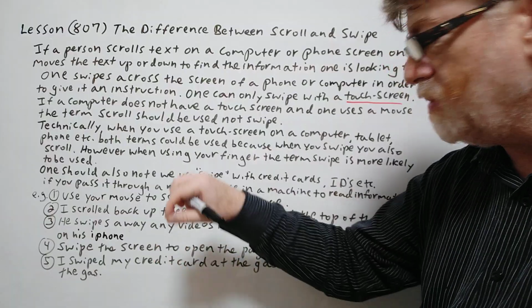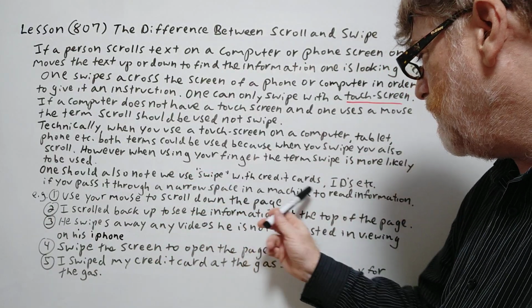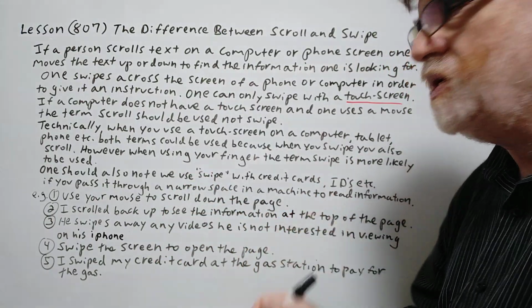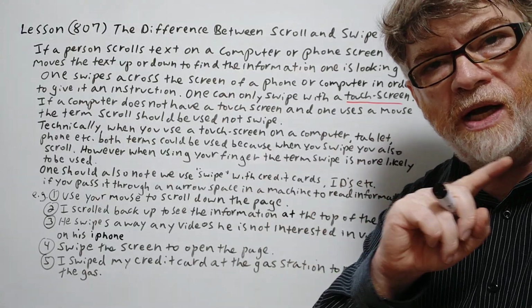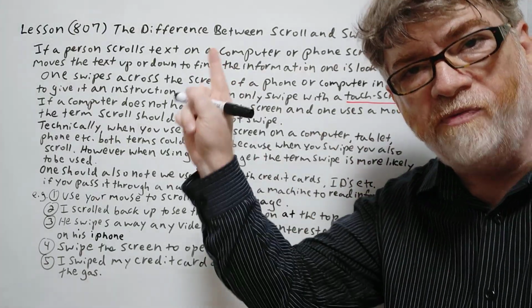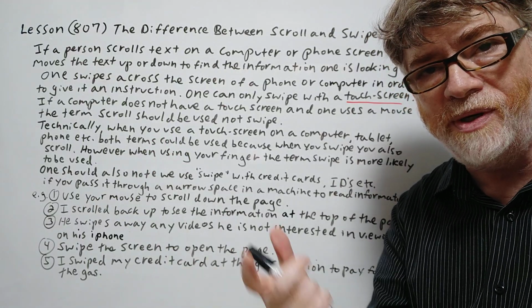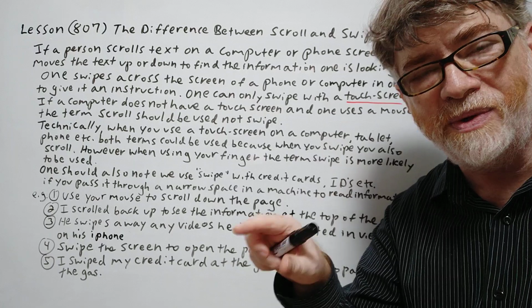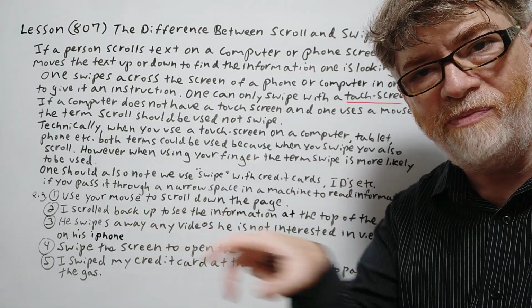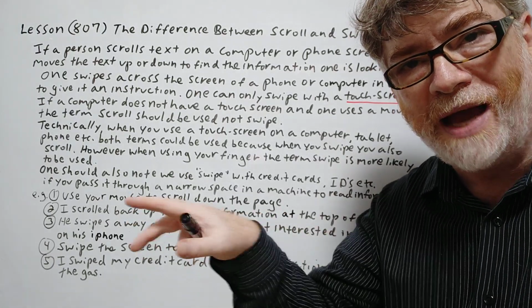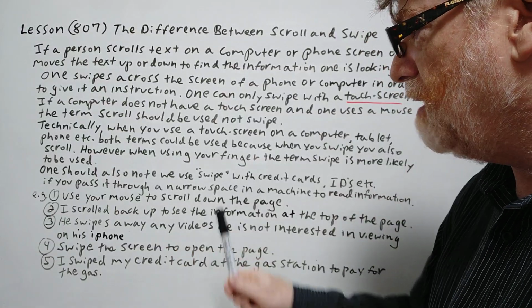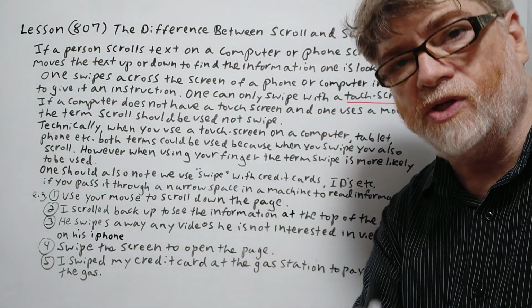One should also note we use swipe with credit cards, IDs, etc. if you pass it through a narrow space in a machine to read information. This is important to note because swipe must have movement. Scroll, when you're using the computer, you can just mostly do it with clicks and just moving the mouse up, back and forth, basically. All right, and we got 5 examples here to show just how it's used.